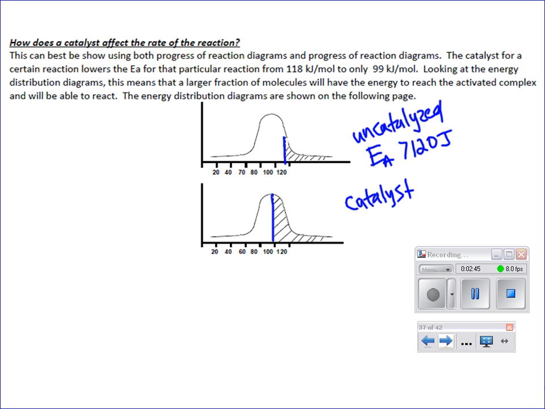Comparatively, the uncatalyzed reaction only has this many molecules that are capable of reacting, while the catalyzed lowered the activation energy, so more molecules now meet the energy requirement for reacting. Again, just another representation in picture of how to describe something. So if you ever get lost for words, you can use these diagrams to describe both how temperature and how adding a catalyst affect the rate of a reaction. So now let's move on.